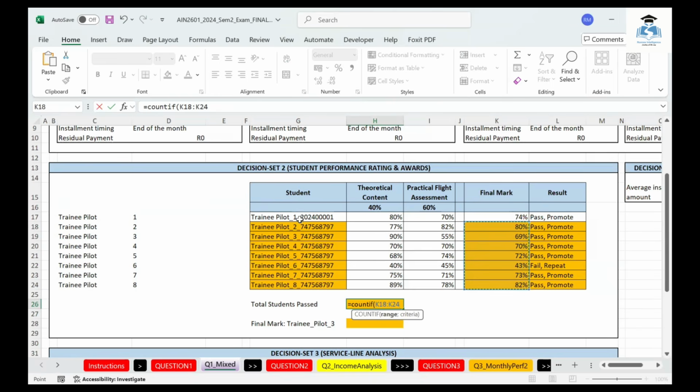But you also have this trainee, the L17. So we can just say L17 to L24 then. Then criteria: open quote, pass, comma, promote, close quote, then close bracket, enter. Pass.